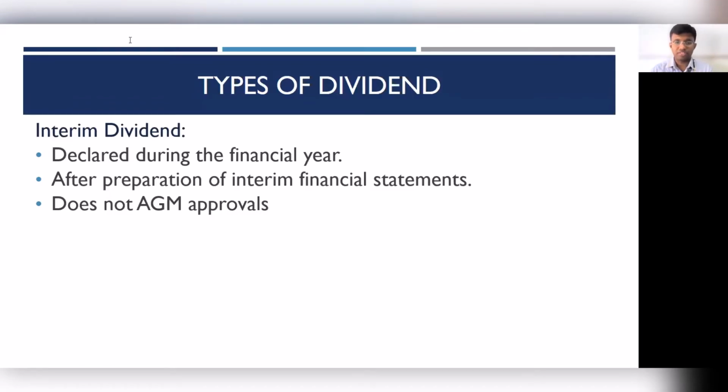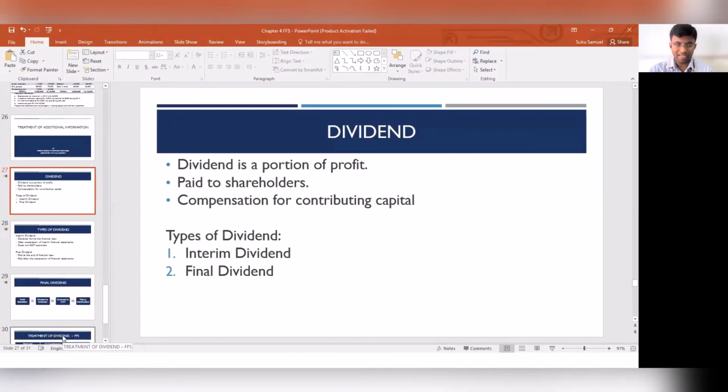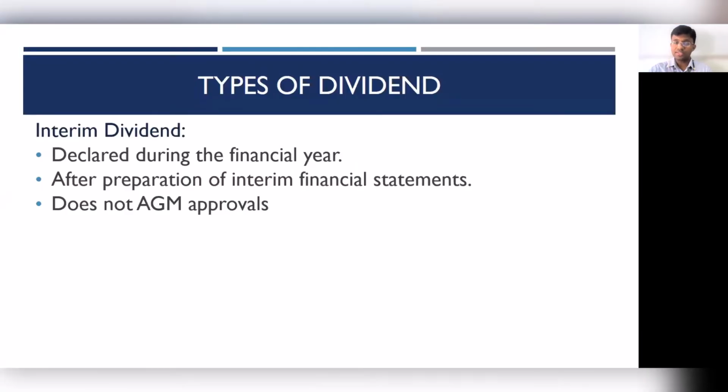So a couple of things that you have to remember is that it does not need the approval of the AGM. It is paid during the course of the financial year. You do not have to wait until the financial year ends. If the company notices that it is doing exceedingly well in terms of financial performance, it would declare an interim dividend, in order to ensure that the shareholders of the company are extremely happy and satisfied. That is the reason why you would be declaring this dividend. So interim dividend is what gets paid during the course of the financial year.